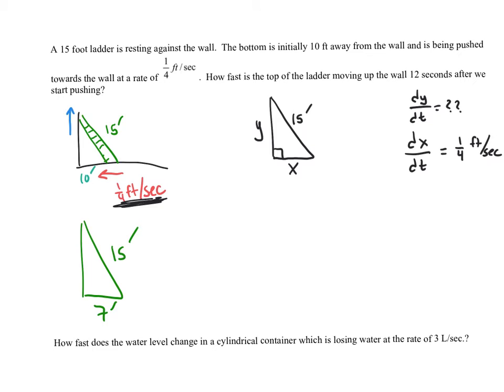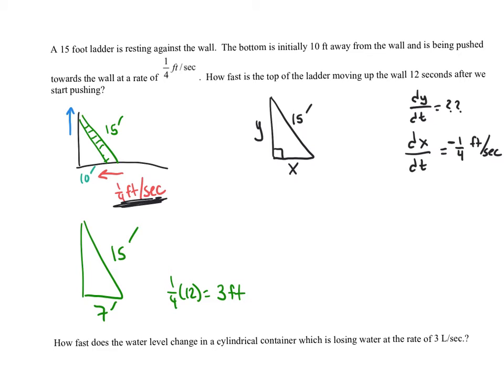Now, why is it 7 feet? Well, if we take 1/4 times 12 seconds, that is 3 feet, because it's getting smaller. It started at 10, it got 3 feet smaller, so we're also going to make this rate negative. I'm going to make the rate negative 1/4. Why negative 1/4? Because we're pushing toward that wall, that distance is getting smaller, so it has to be negative.